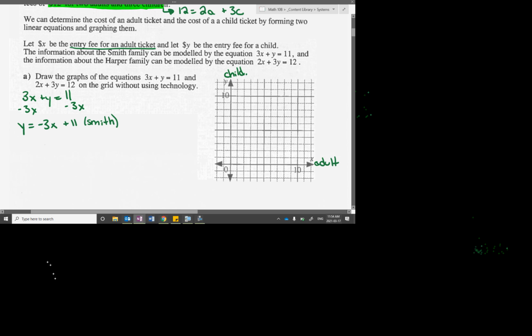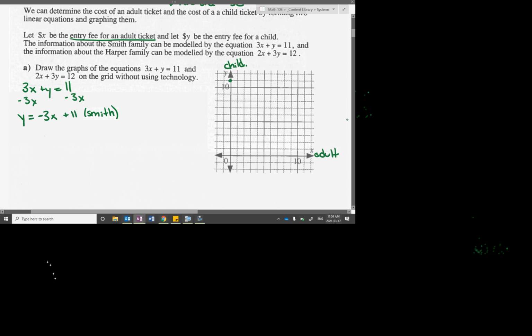So when I go to graph that, I have a point on my y-axis at 11, because that's our plus b, a slope of negative 3. So I'm going to go down 3, and then 1 to the right. And I have a point down 3, 1 to the right. I'm going to go all the way until I cross my x-axis. So I have an equation like this.